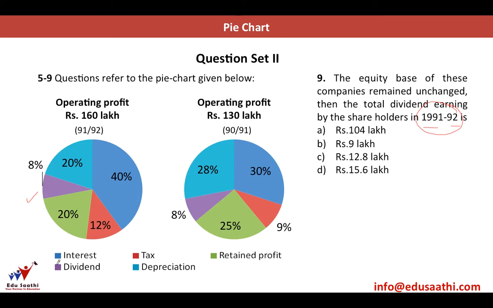Let's look at the dividends. Dividend is given by this purple color here, which is 8%. So what we need to calculate is 8 by 100 multiplied by this total operating profit, which is 160, and you'll get the answer as 12.8 lakhs. So this was pretty simple. So the answer option is the C part here.